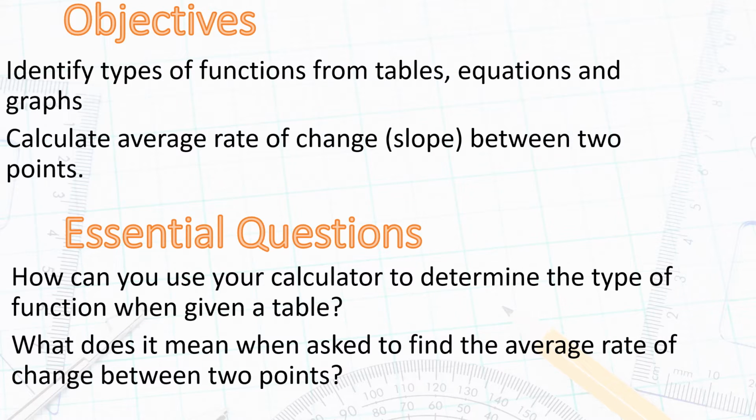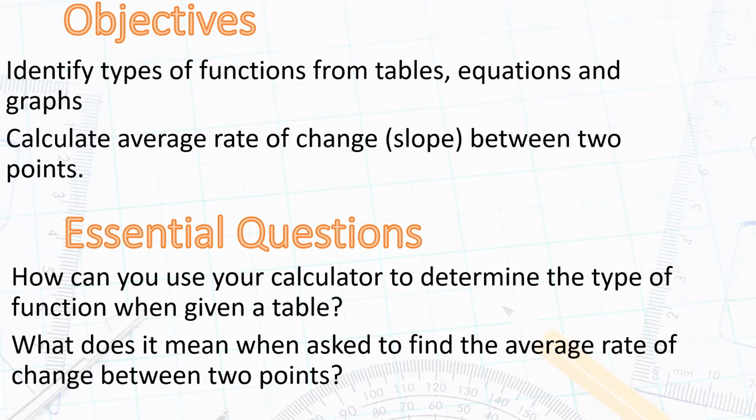So today we're going to be looking at types of functions and trying to identify them from tables, equations, and graphs. And we're also going to do a quick dip into average rate of change, also known as slope, between 2 points. And you'll be asked a couple of questions about that in this unit, in our unit test, because it will be helpful in identifying different types of equations and then comparing equations as well, and functions interchangeably.